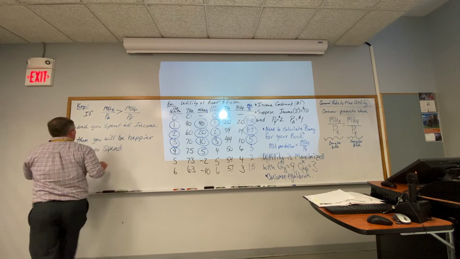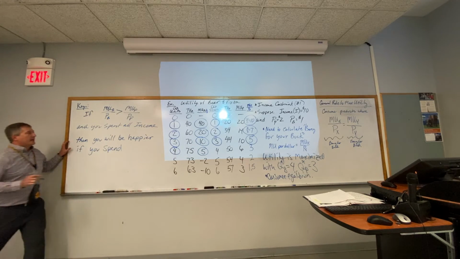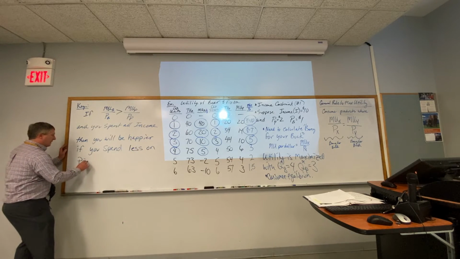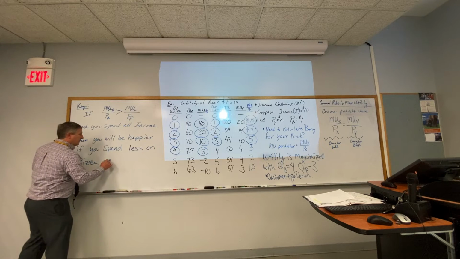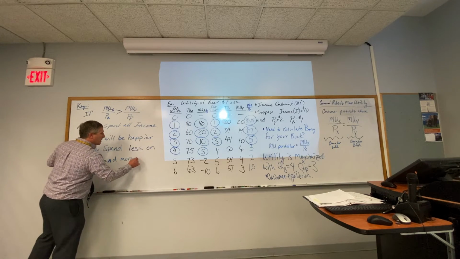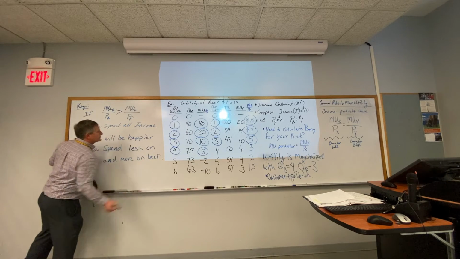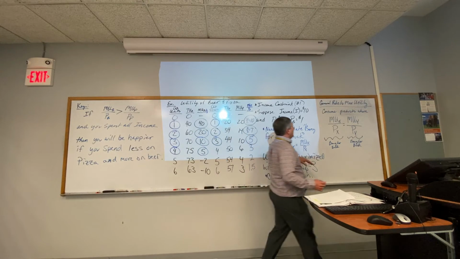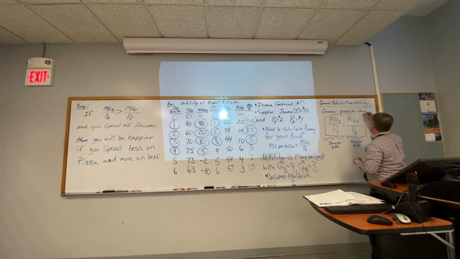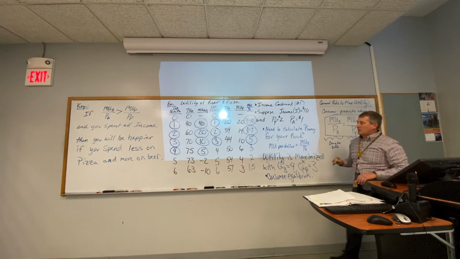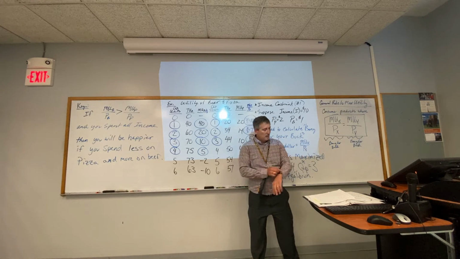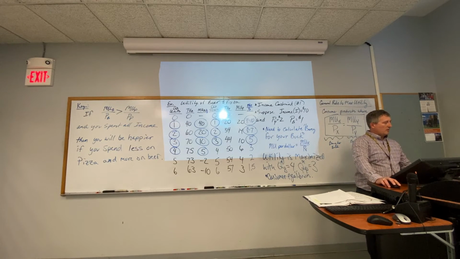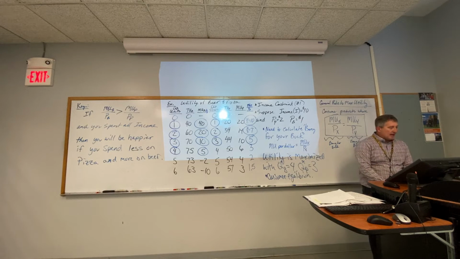All right, so let me put that down here. So then you'll be happier if you spend less on pizza and more on beer. That's kind of the conclusion of why this is our equilibrium condition. So this is how you maximize, is to keep that equal. All right, questions on that?